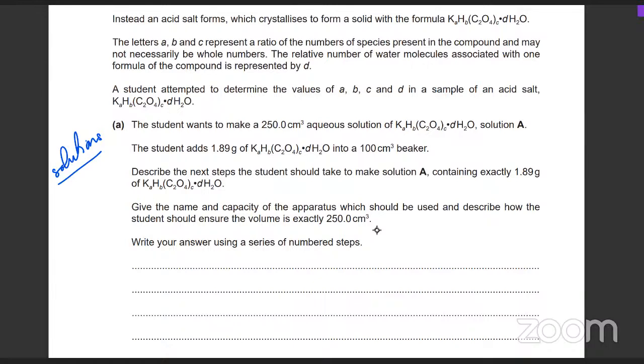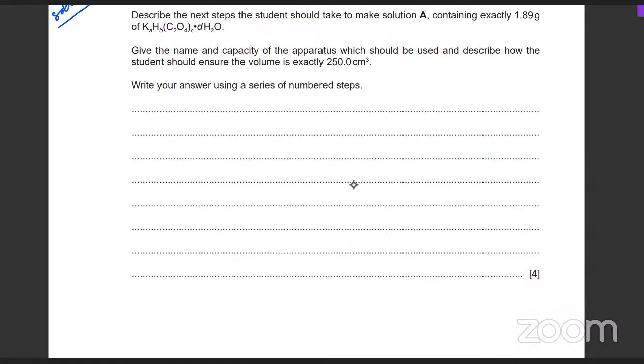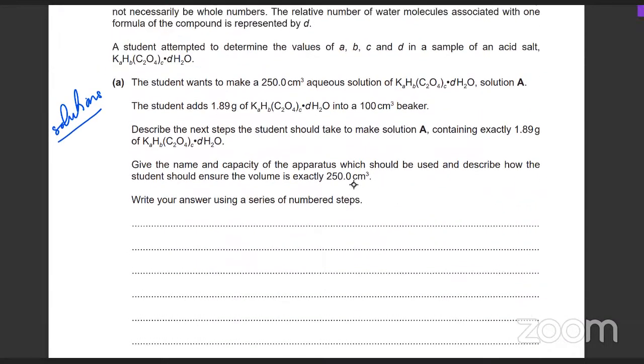So he's saying describe the next steps a student should take to make solution A containing exactly 1.89 grams of this thing. Give the name and capacity of the apparatus which should be used, and describe how the student should ensure the volume is exactly 250 cm³. So basically you have to make a solution. The first thing is, you've already done the difficult part. It's a 4-mark question, but it's very basic steps.